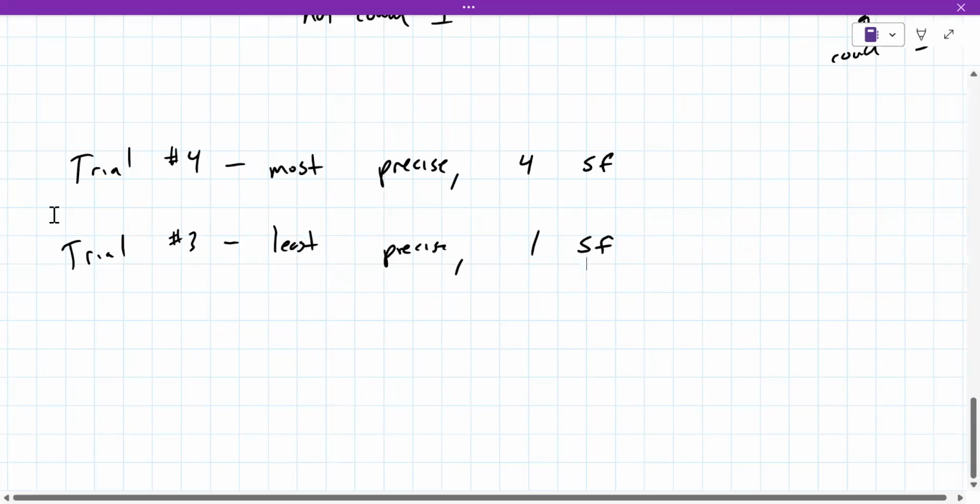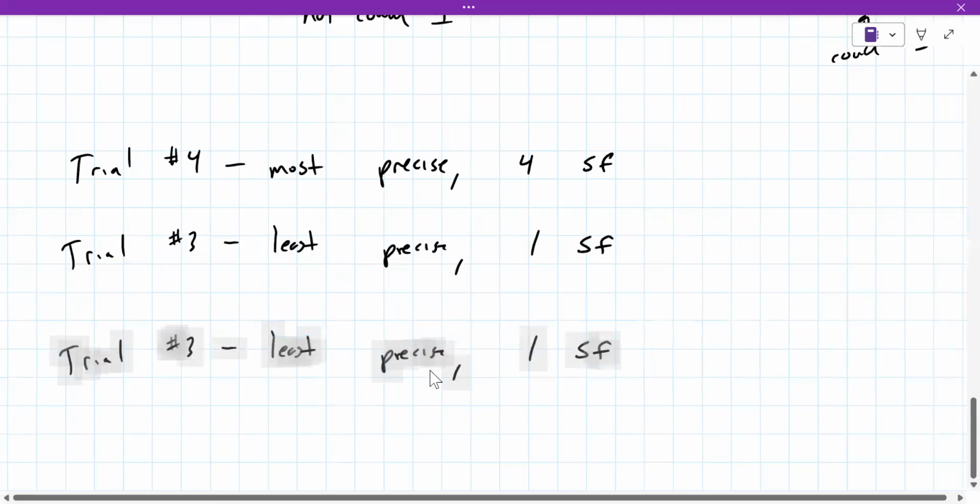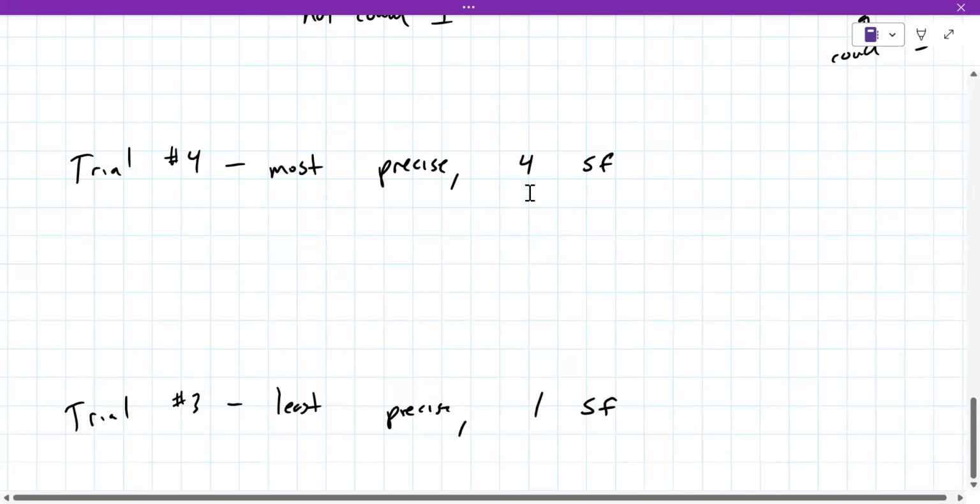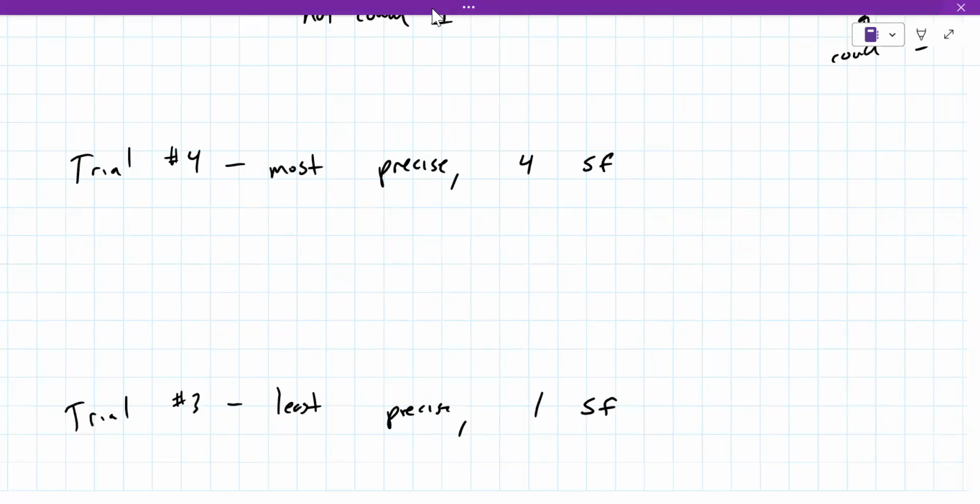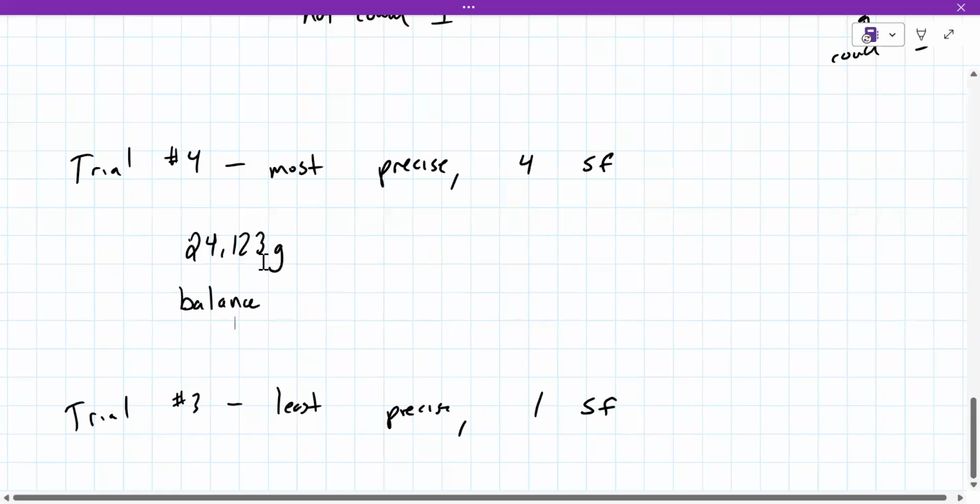All right, so then the next question, we kind of have to break these apart. It says, describe what you can infer about the increments of measure found on the balance and graduated cylinder for the most precise and least precise. So in the most precise, it's 24.123 grams on the balance. And what that means is it's accurate to this thousandths place.